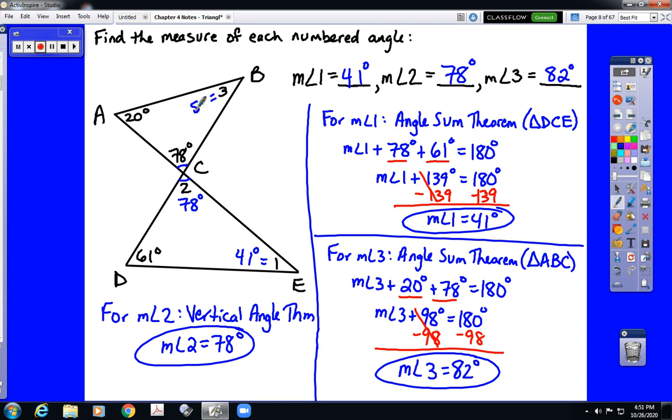And I know that doesn't look like an 82-degree angle, but we never ever trust the picture. Never, ever.